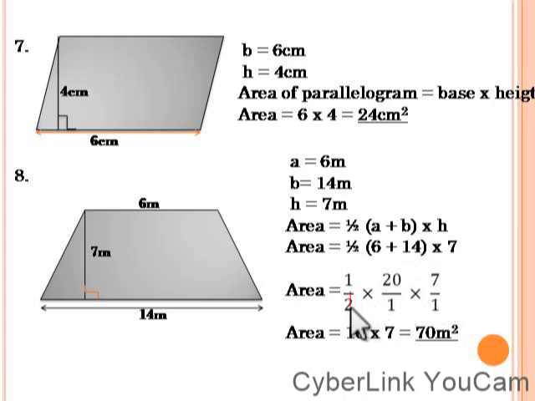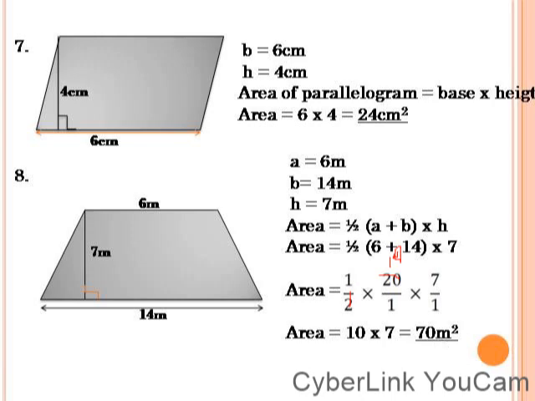2 divides itself, then 2 divides 20 will give us what? 10. That will give us 10, as we have it below. Sorry, the way I wrote my 0. Then we now have 10 times 7 left, and it will give us what? 70 meters squared. And that is the answer to that particular one.